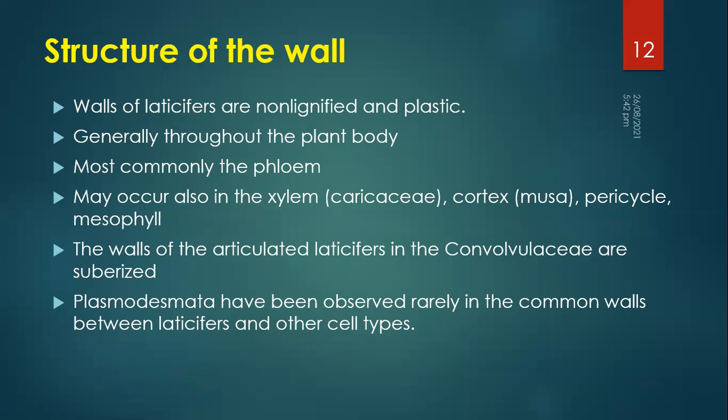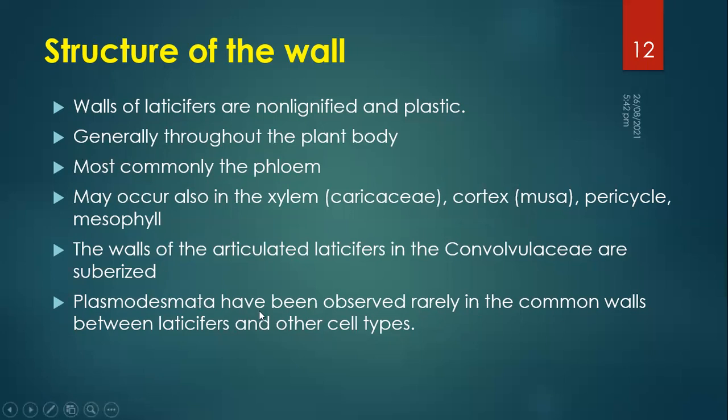They may also occur in xylem tissues, for example in the cortex in Carica, in Musa, in the pericycle, or in the mesophyll cells. The walls of the articulated laticifers in the Convolvulaceae are suberized. This is also a special type of substance, which is a polysaccharide.